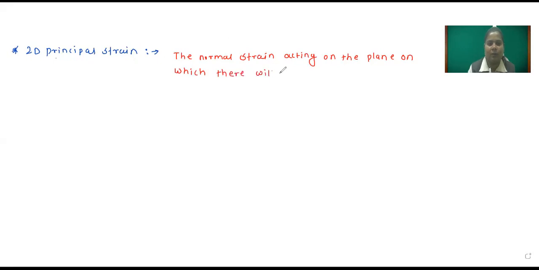There will be zero shear strain. Same way, consider the normal strain acting on a plane. Suppose this is our block. On that, only direct stress or normal strain is present, epsilon. So only direct strains are present here, and the shear strain is zero. Such a strain is called the principal strain.